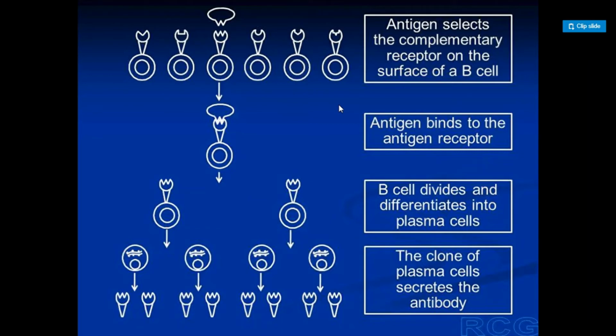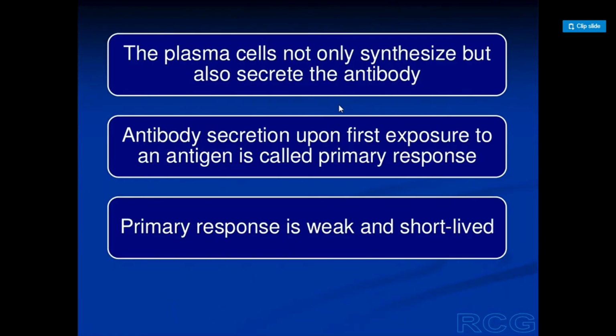First, here we can see the antigen selects the complementary receptor on the surface of a B cell. After that, the antigen binds to the antigen receptors, and the B cell divides and differentiates into plasma cells. After several signaling pathways, the clone of plasma cells secretes antibodies, neutralizing the effect of these antigens. The plasma cells not only synthesize but also secrete the antibodies.